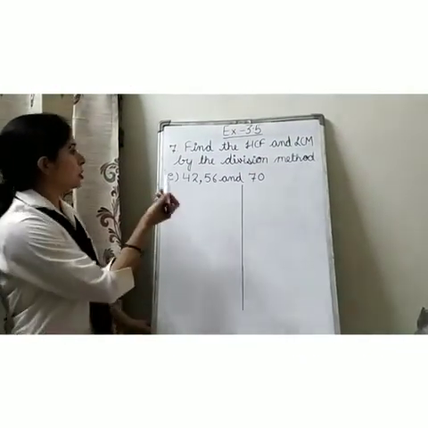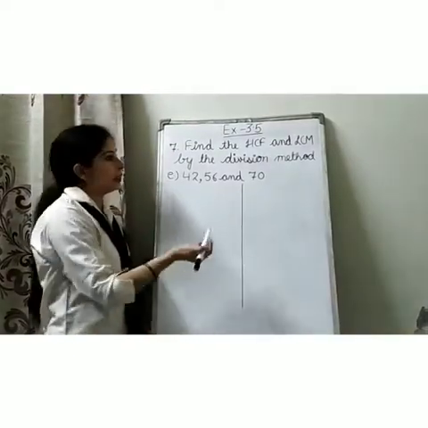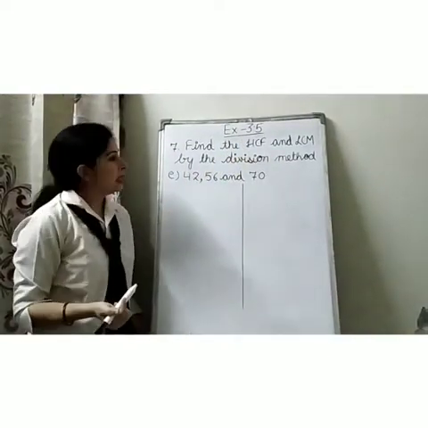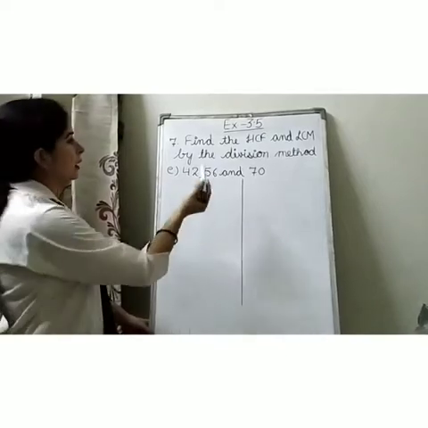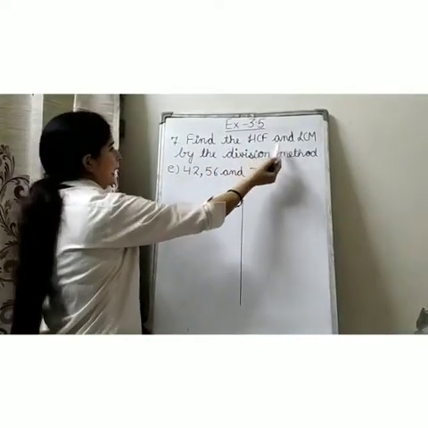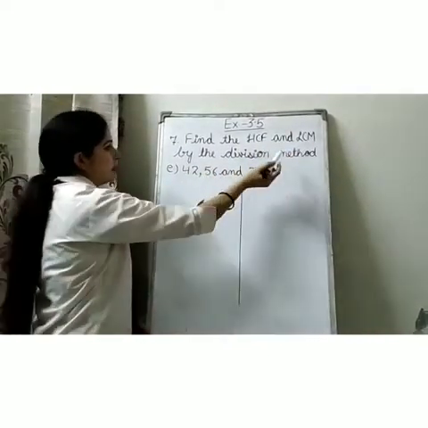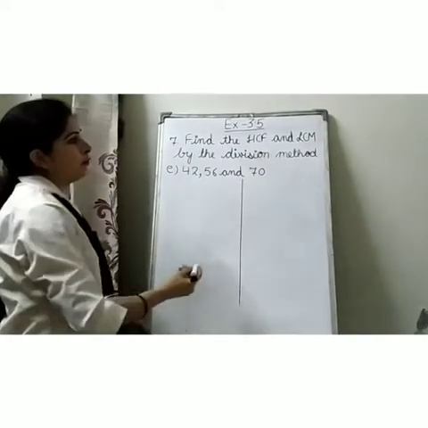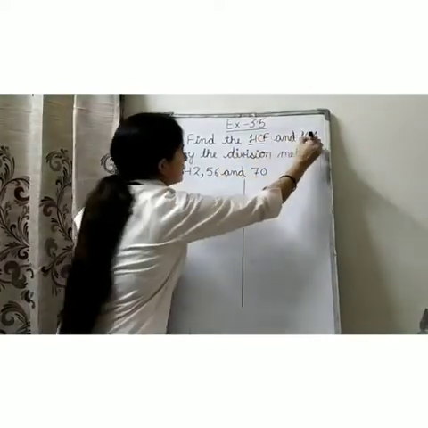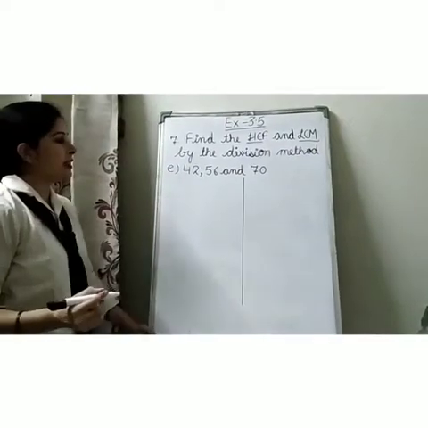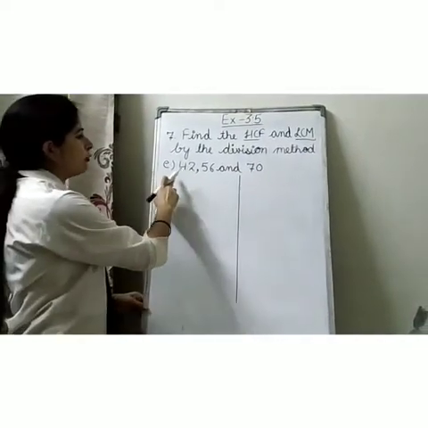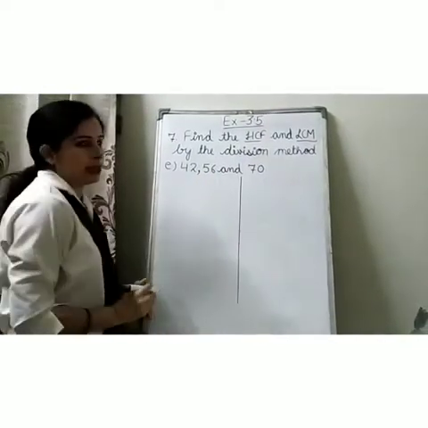We will do question number 7, 8, 9 and 10 of exercise 3.5. First of all, question 7. Find the HCF and LCM by the division method. We have to find HCF and LCM both by the division method. The numbers are 42, 56 and 70.